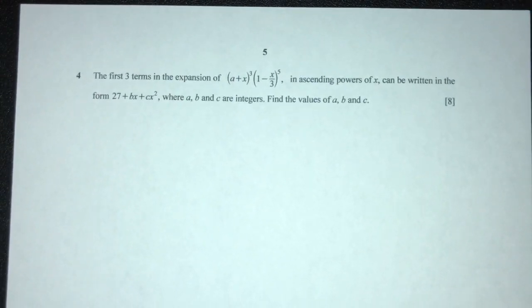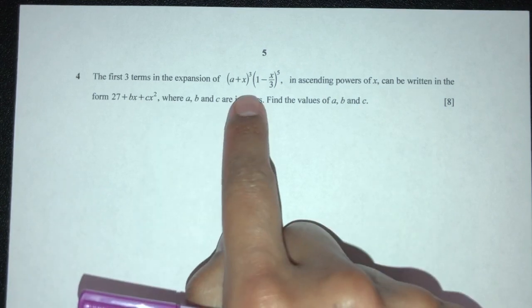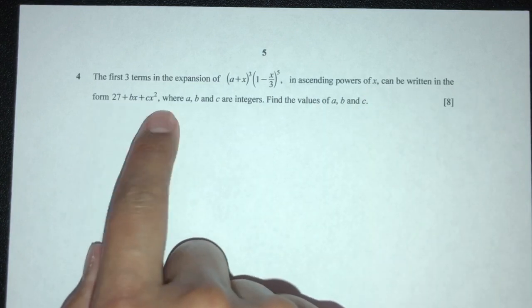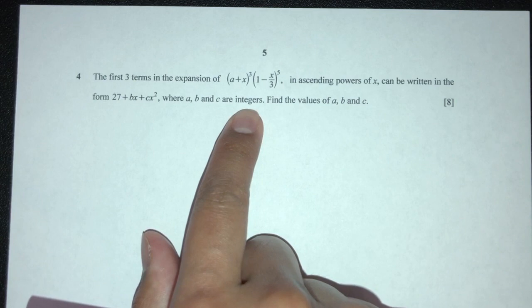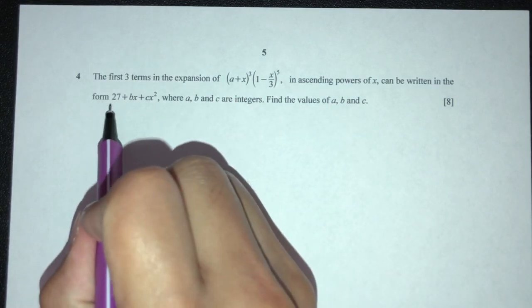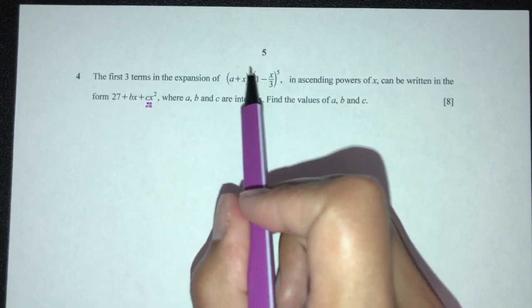Question number 3 done. Now let's move on to question number 4. So the first 3 terms of an expansion in ascending powers of x can be written as the following, where a and b and c are integers, which means they are whole numbers. So we have to find that value. So one by one, as you can see, we only stop at the term in x squared, so this is all we need, right? Now let's first expand this.